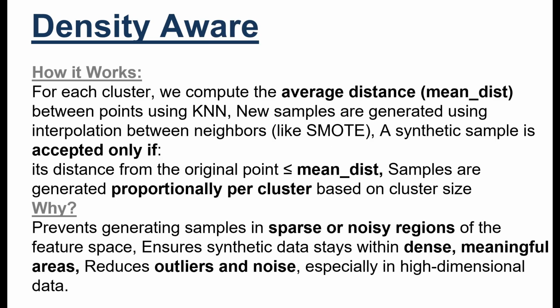Step 4. Density-aware sampling. This is the heart of DSmote. Within each cluster, we compute the average distance between points using k-nearest neighbors. When generating a new synthetic sample through interpolation, we only accept it if its distance from the original point is within the average cluster density. This means we only place synthetic samples in dense, well-populated regions of the feature space, never in sparse or noisy areas. We also generate samples proportionally based on cluster size, so large clusters receive more synthetic points. This results in higher quality synthetic data and less noise.